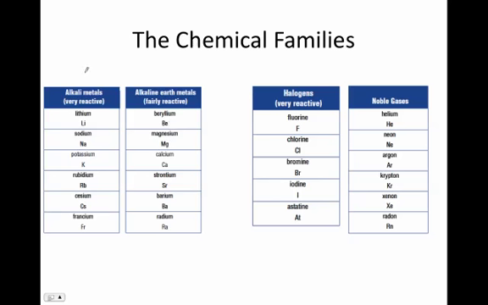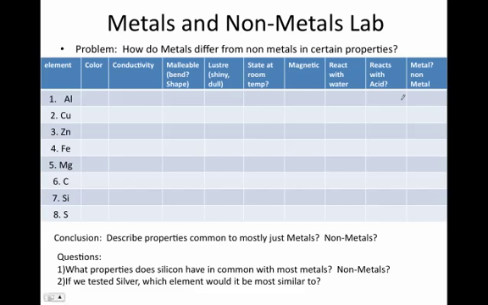So out of your textbook here are the chemical families. Alkali metals get more and more reactive as you go down. So francium is one of the most reactive metals. And these are the alkaline earth metals, and they get more reactive as you go down as well. The halogens go the other way. They get more reactive this way. And the noble gases are unreactive due to the full valence shells.